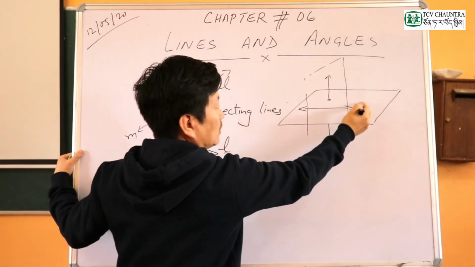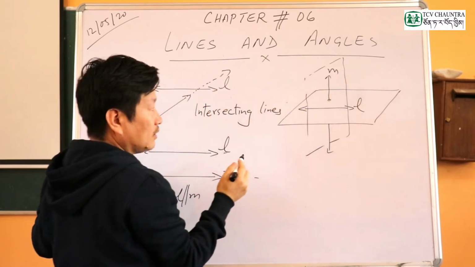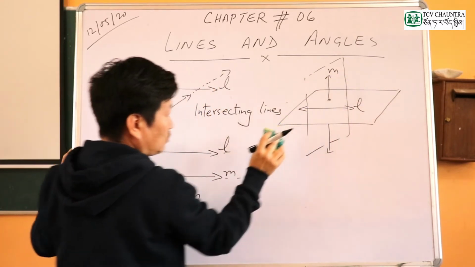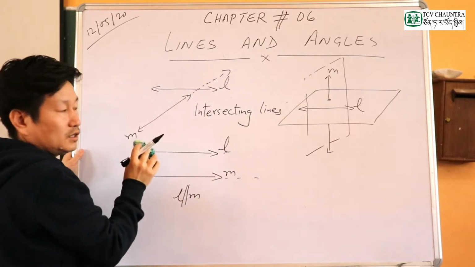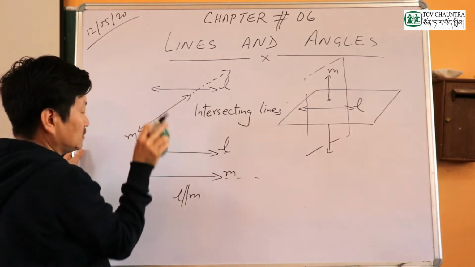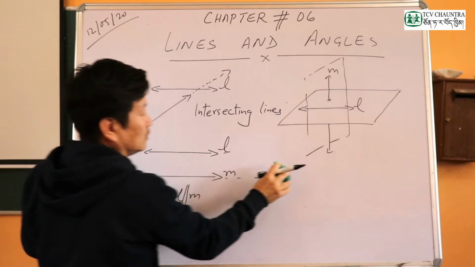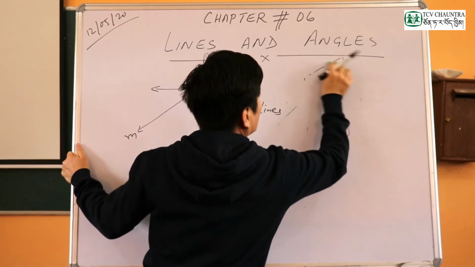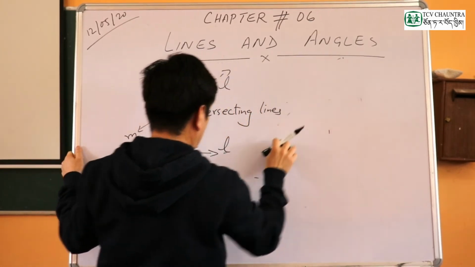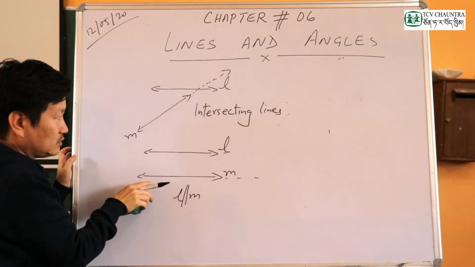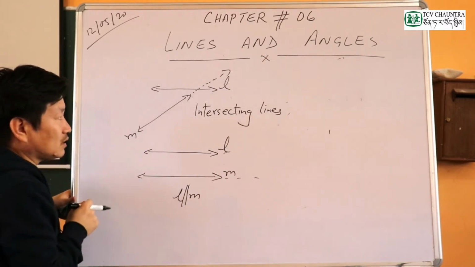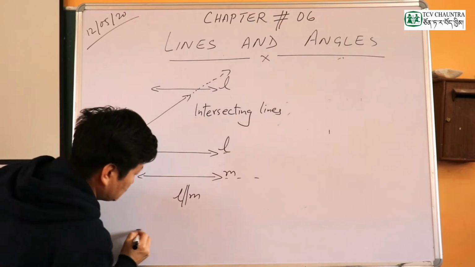The number of cases is two in a plane: intersecting lines and parallel lines. The parallel lines are like two lines in the plane that never meet.